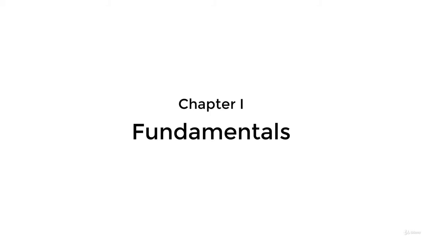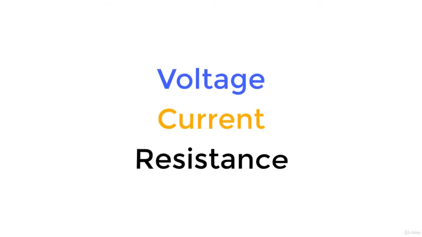Hello guys and welcome to the first course in analog electronics. In this chapter we will try to demystify what voltage, current and resistance is, which are the three fundamental elements that you must know in order to analyze electronic circuits.